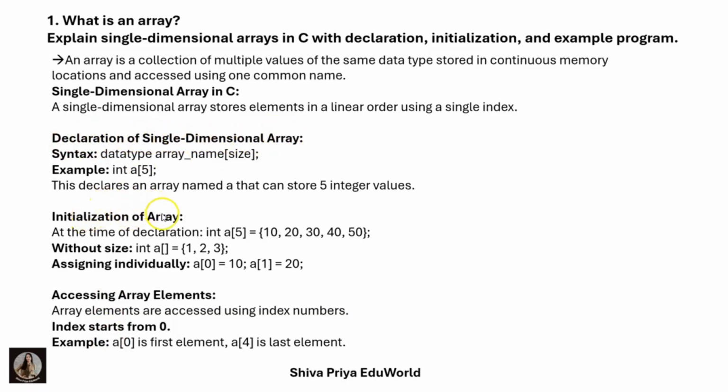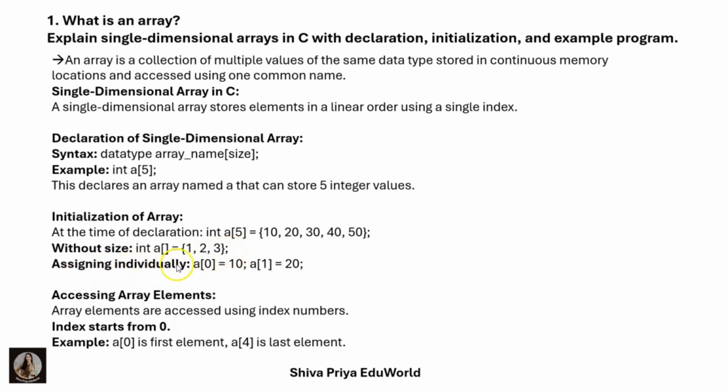Let us see how to initialize the array, which means how to give the values to that array. How to assign the values to the array. At the time of declaration, int a[5] = {10, 20, 30, 40, 50}. I have taken 5 values inside A. Without size, I can also initialize the array: int a[] = {1, 2, 3}. Without mentioning the size, I have initialized the array. Clear? In the first case, I have taken the size as 5. In the second case, I haven't taken any size. Without giving the size also, I can initialize an array.